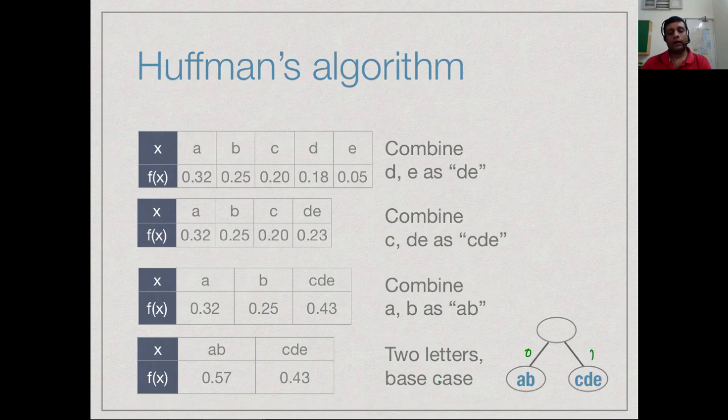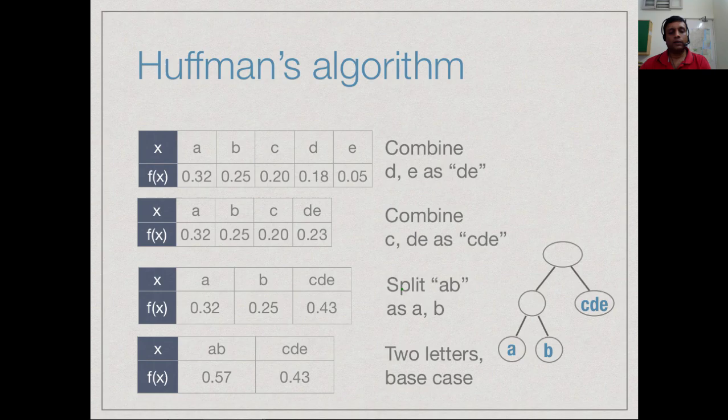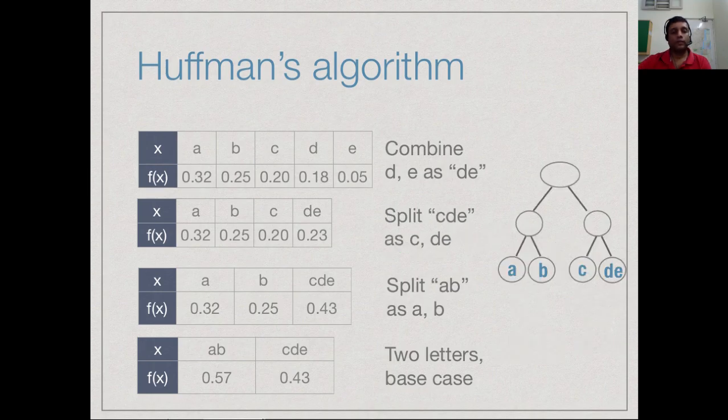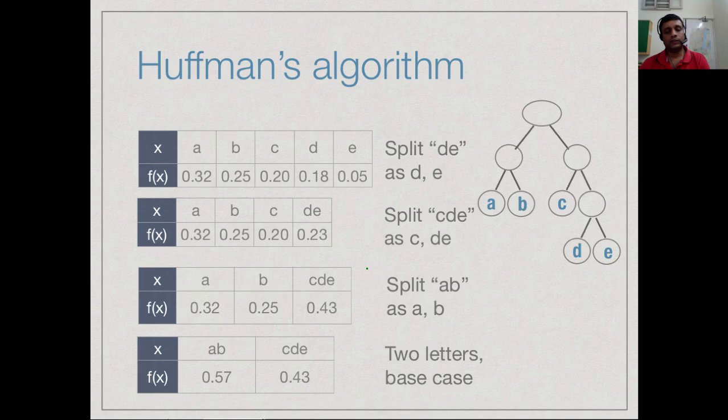Okay. And now I work backwards. So the last thing I did was to merge A and B. So now I will take this AB thing and split it up as A and B. Right? So I will split AB as A and B and I will get this tree. Then the previous step was to combine CDE into C and DE. So I'm going to split this up as C and DE. Okay, and finally I'm going to split this up as D and E. Right? So this is how Huffman's algorithm works. By recursively combining the two lowest frequency nodes and then taking the composite node and splitting them back afterwards.